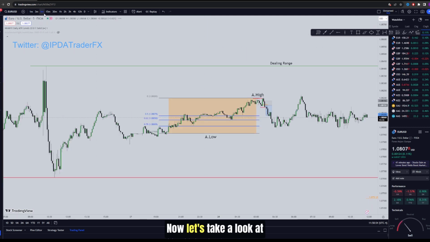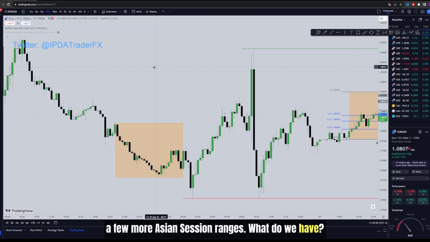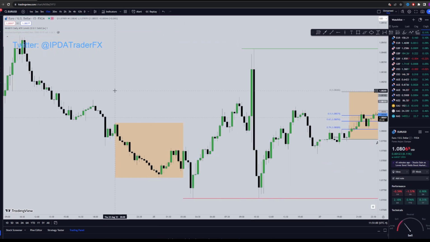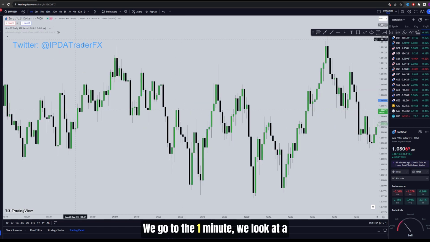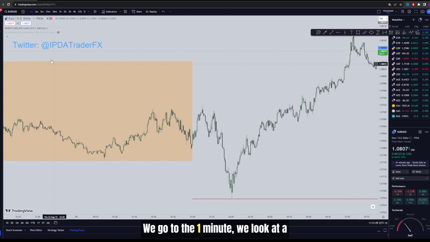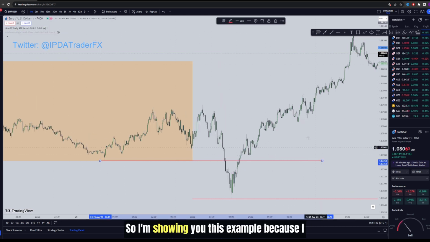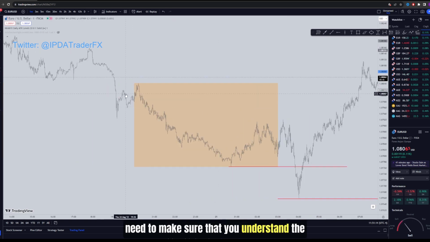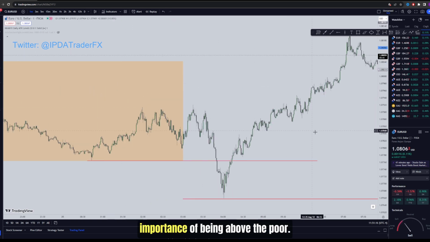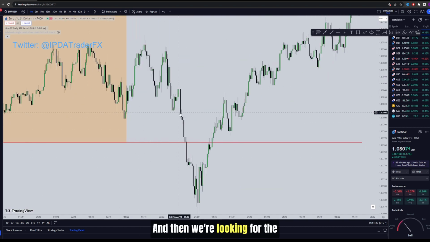Now, let's take a look at a few more Asian session ranges. What do we have? We have another one here. 8 p.m., 3 a.m. We go to the 1 minute. We look at a change in the state of delivery above the pool. So I'm showing you this example because I need to make sure that you understand the importance of being above the pool. There we are above the pool, and then we're looking for the change in the state of delivery.